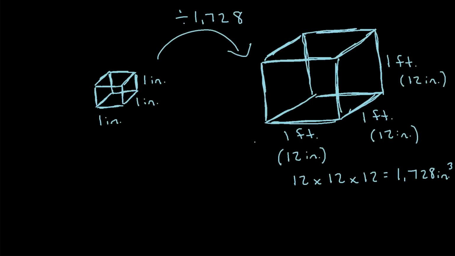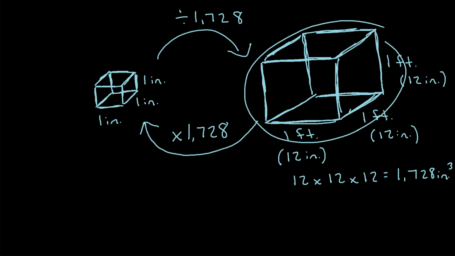Now on the flip side, if you have cubic feet and you want to convert it into cubic inches, you do the opposite. You multiply by 1,728. Because if you had 1 cubic foot and you wanted to convert that to cubic inches, that would be equal to 1,728 cubic inches. So these are the two rules that you need to remember to convert between these units. So let's check out a couple examples of how to use these rules.